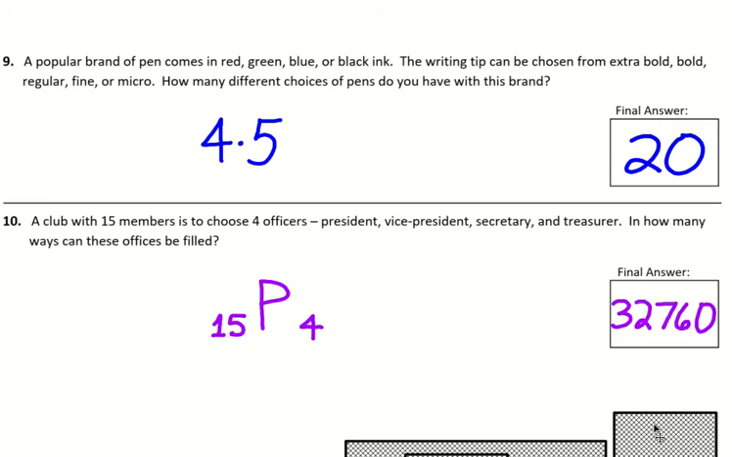32,760. And on a side note, this also could have been done with the counting principle. You could have done this by doing 15 times 14 times 13 times 12. And that would also have told you that number. Because I'm pretty sure that if it's a permutation formula situation, it also means you can do it by counting principle.